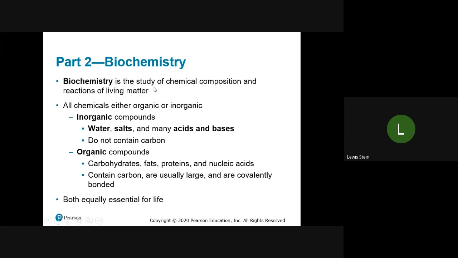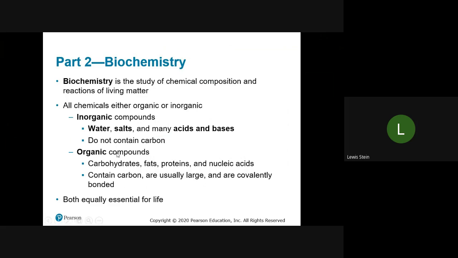So, the chemical composition of living matter. Organic means composed of carbon compounds that are covalently bonded, carbon to carbon and carbon to hydrogen. The oddball here is carbon dioxide. Carbon dioxide is covalently bonded, which means a sharing of electrons, but by definition, it's inorganic. That's not a big deal for us.